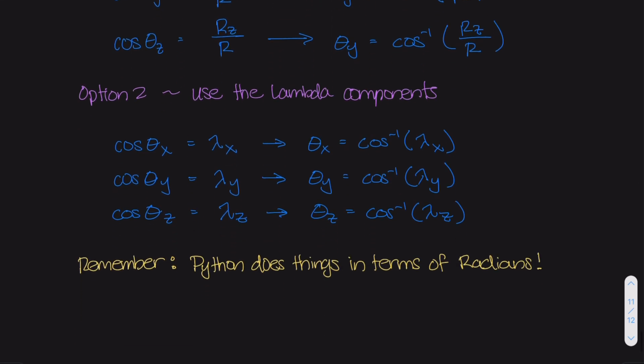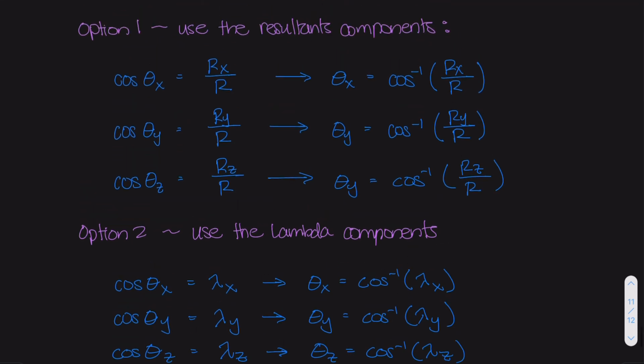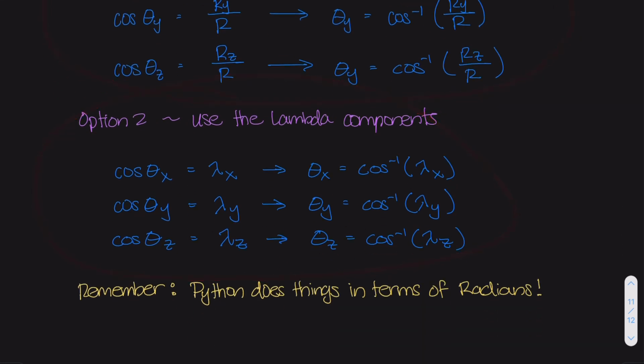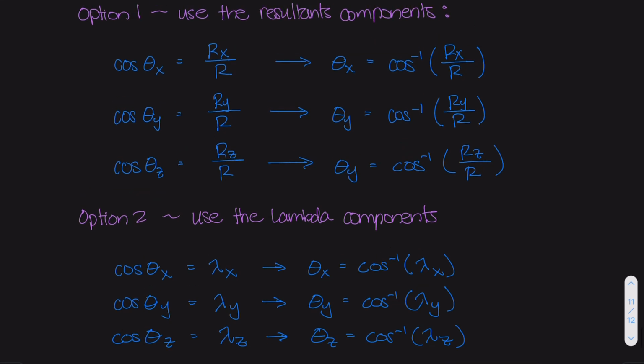Or we can simply use the lambda component. So we know that cosine of theta x is equal to lambda x, and if we just take the cosine inverse of lambda x, we get theta x. And so the two theta x values are going to be equal. It's just, what preference do you have for doing this calculation? For our problem, I'm just going to stick with option 1. You could certainly do option 2 and compare the values. You'll notice that these three values are equal to these three values. And so it's really just up to you which way you want to do it. But again, I'll stick with option 1.